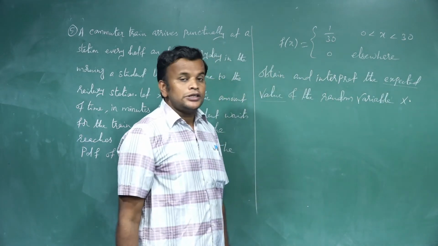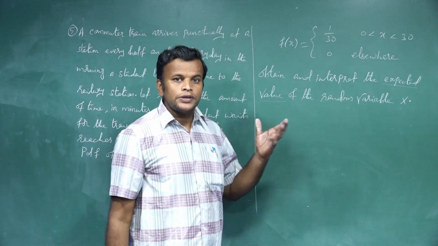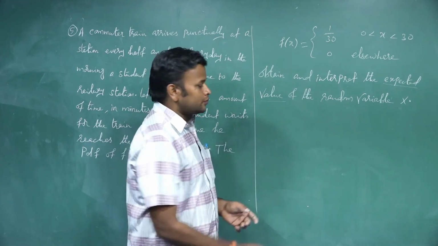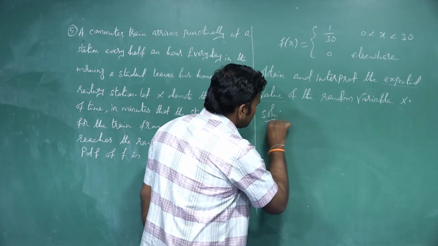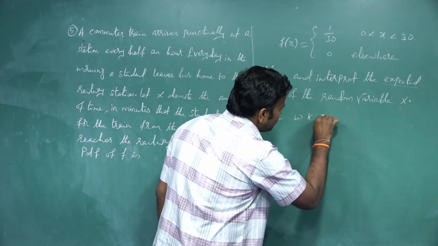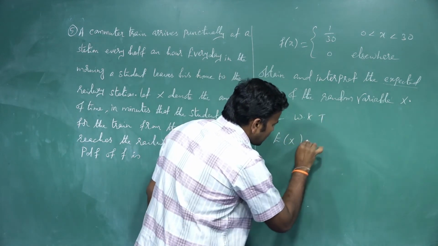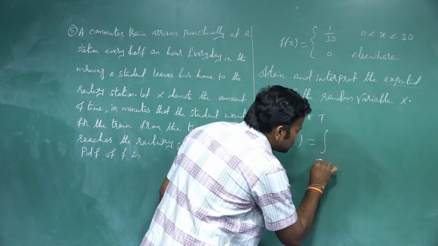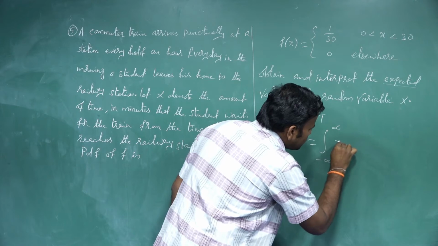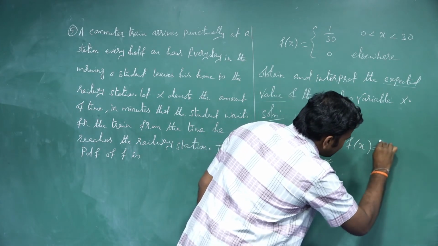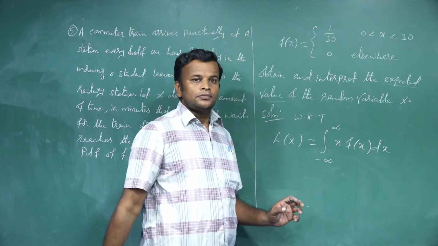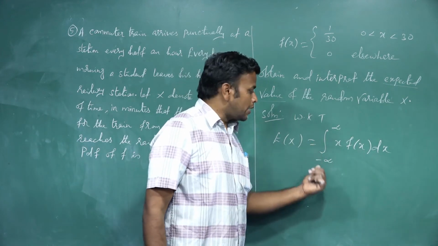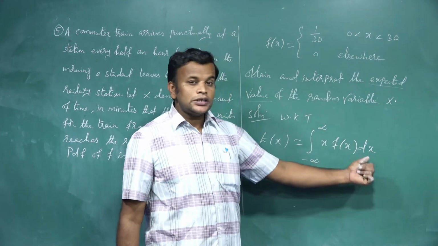The expected value symbol is E of x. To find E of x here, that is, to find the mean value, where f of x falls in a PDF, we directly write the answer. We know that E of x is nothing but the expectation of x. It falls in a PDF, so the formula is minus infinity to plus infinity x into f of x, because it falls in the probability density function, so it is a continuous random variable. So minus infinity to plus infinity x into f of x dx.